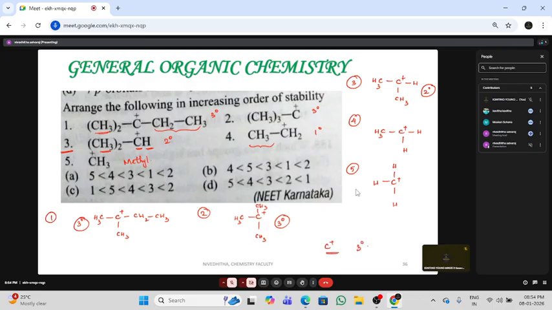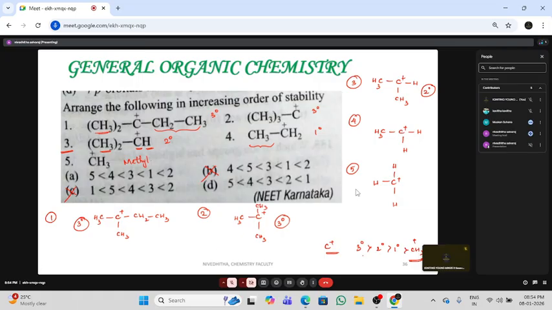Tertiary is most stable, then secondary, then primary. So then methyl. So least is methyl. So of course the compound 5 is going to be highly unstable. So definitely the option is not second and third. So option A or D. So what is the basic order, Kanna?